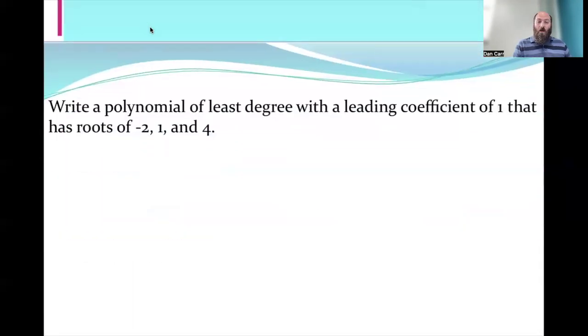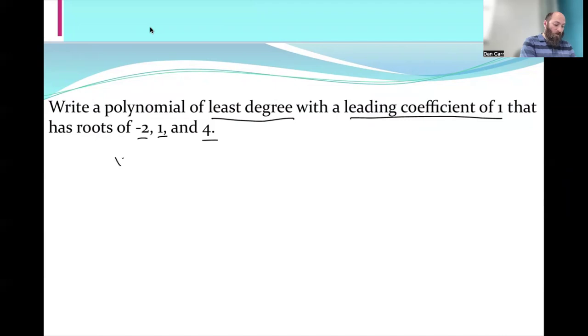That's right here. Write a polynomial of least degree with a leading coefficient of 1 that has roots of -2, 1, and 4. So we're going to think backwards a little bit. If I have roots at -2, 1, and 4, what does that look like? If I'm crossing at -2, that would have been the result of x plus 2 equals 0. 1 would have been x minus 1 equals 0, and 4 would be x minus 4 equals 0.